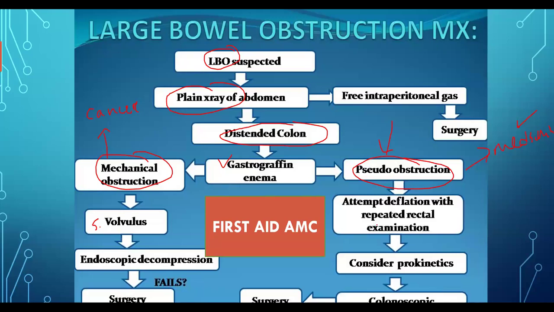Now, in pseudo obstruction, the first thing that we would do is attempt deflation with repeated rectal examination and a rectal tube. So you insert a rectal tube and try to deflate this obstruction. If that does not work, then you try a prokinetic medication. Prokinetic medication can activate the peristalsis, or it can push the stool or feces.